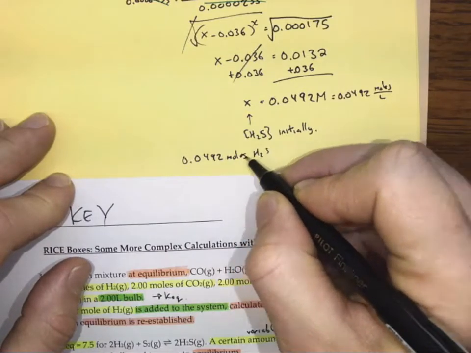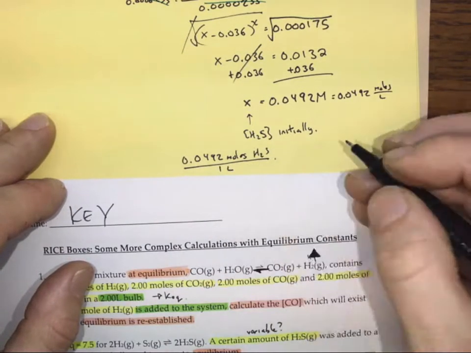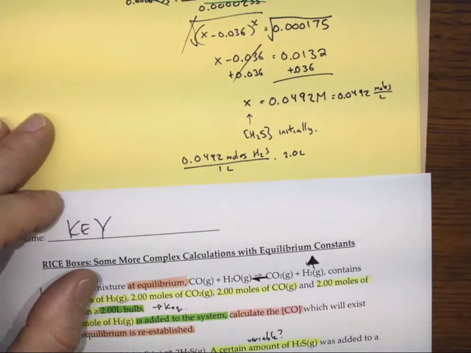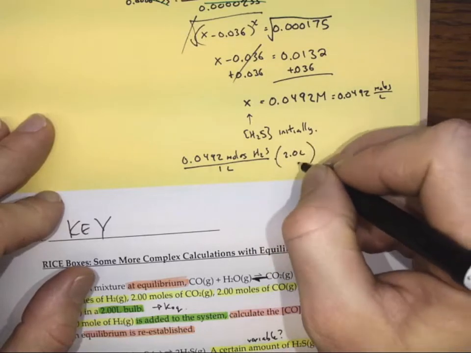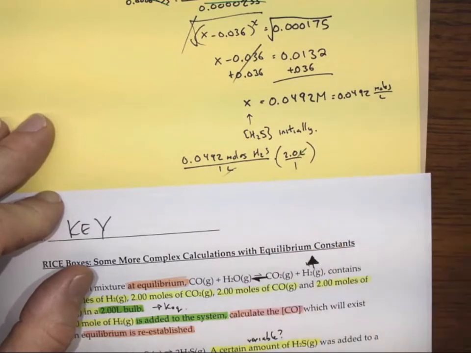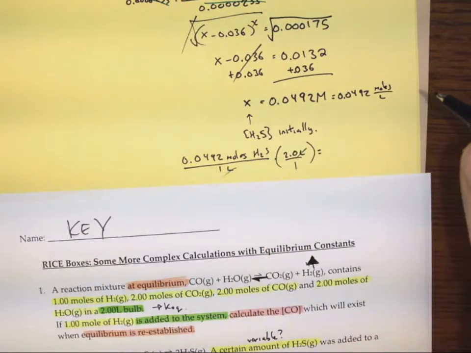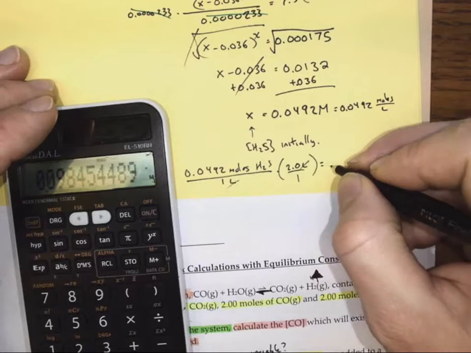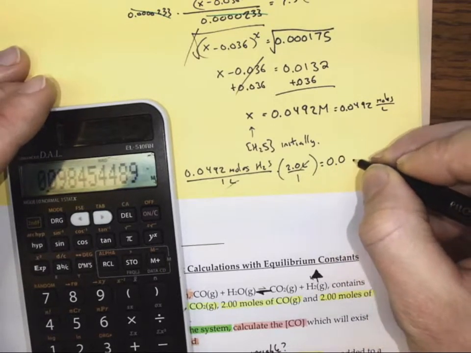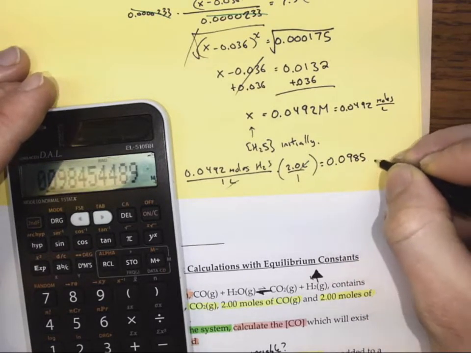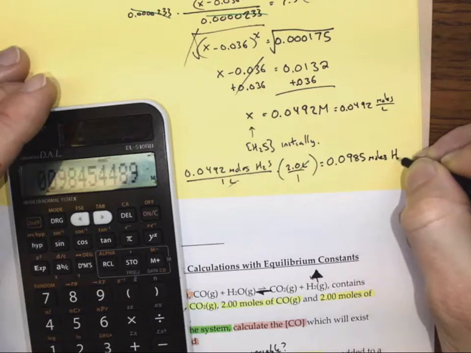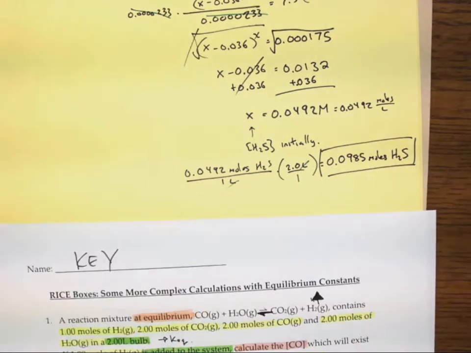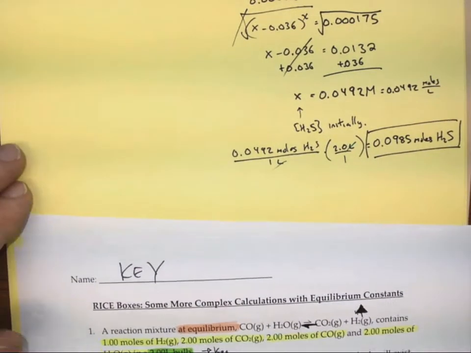Moles of H2S for every 1 liter times 2.0 liters. And that's going to go for 1, cancel out liters. It turns out I multiply by 2, and I can see why now, so I'll just times it by 2. And I get 0.0985 moles of H2S. All right, let's move on.